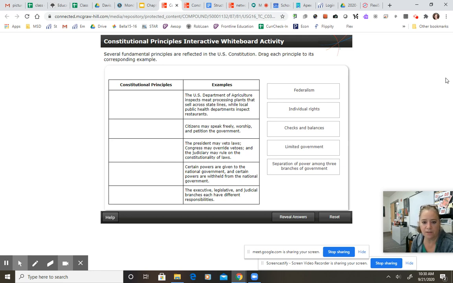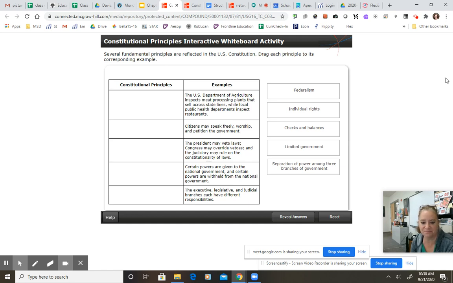So we're looking for the constitutional principle that's on the right-hand column. So the first one is the U.S. Department of Agriculture inspects meat processing plants that sell across state lines, while local public health departments inspect restaurants. Which one do you guys think that is?